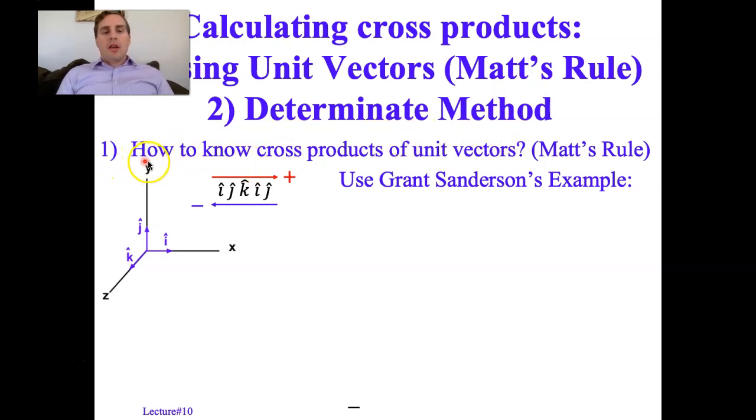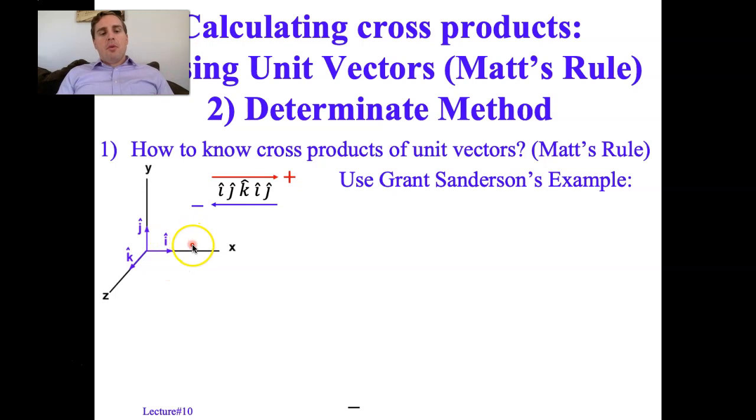So, part one, how do you use cross products of unit vectors? Imagine that the i hat direction goes along the x-axis, the j hat direction goes along the y-axis, and the k hat direction goes along the z-axis. The hat, the little caret notation above each of these letters, is indicative of a unit vector. Remember, unit vector means length one. So these unit vectors are only giving us information about direction, no information about magnitude.